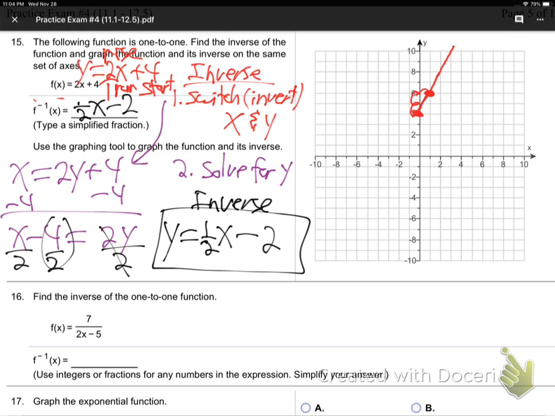Oops, I'm not doing a very good job there. Whoops. So there's that line. That's the original line. Now let's graph the other line. The other line, we start at minus 2 right there. And here's our rise over run, the inverse. It goes up 1 over 2. Connect the dots. There's the inverse graph. Both graphed on the same axis.